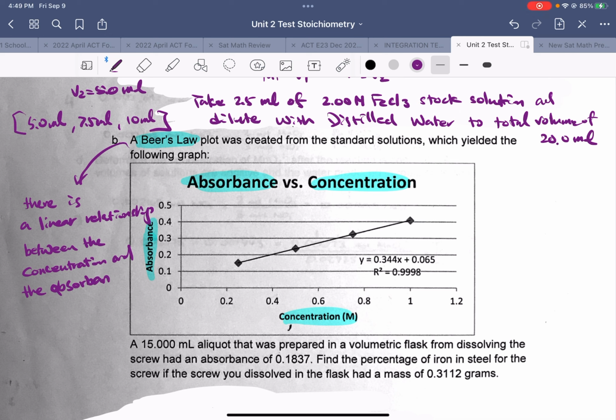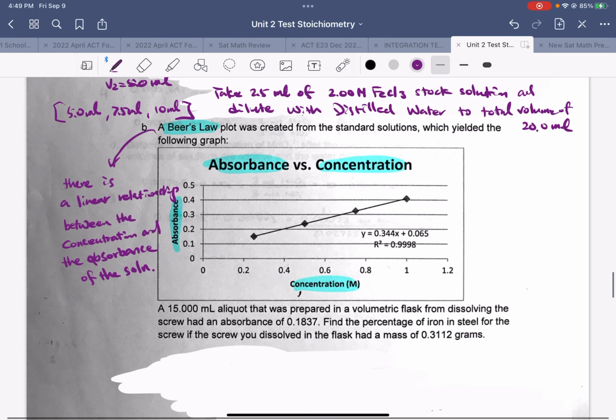Absorbance of the solution. Okay, that's Beer's law. As you see, there's a linear relationship. This one tells you a 15 milliliter aliquot that was prepared in the volumetric flask from dissolving the screw had an absorbance of 0.1837. Okay, that is absorbance. Absorbance is the y value. And I find the concentration of iron in the steel.